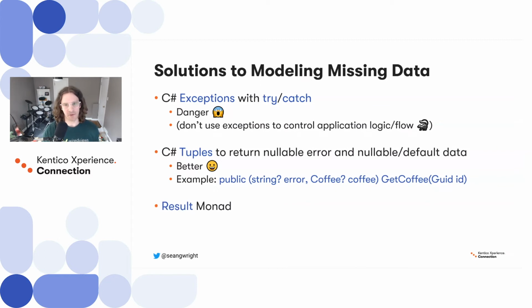So then there's a third option, which is the result monad. And in my opinion, this is the best. Again, these are personal opinions. Try out these options if you're not familiar with them. See what works best for your project. But try to avoid exceptions to model missing data or controlling application flow.